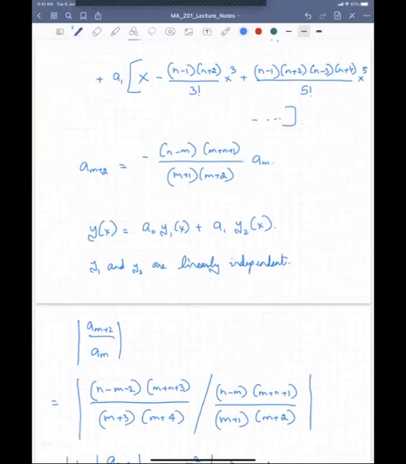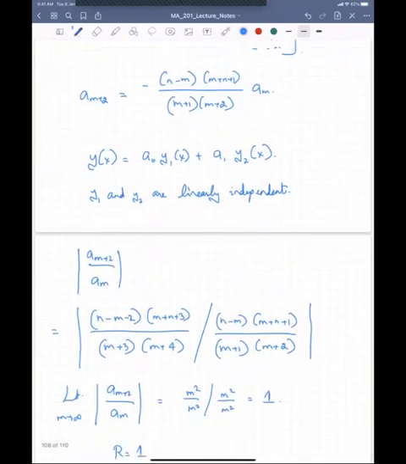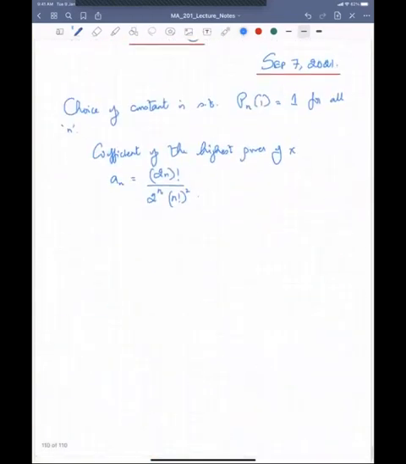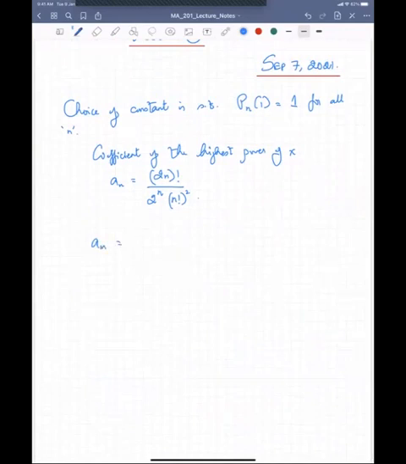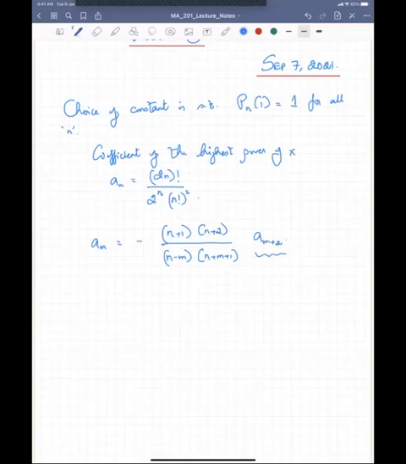So we basically back calculate and work out the coefficients of the lower powers by saying that a_m would be minus (n+1)(n+2) divided by (n-m)(n+m+1) times a_(m+2), right? So pretend that a_(m+2) is a_n, which is the highest power that you have, and then work out the coefficients of the lower powers of x by back calculating from this recursion relation.